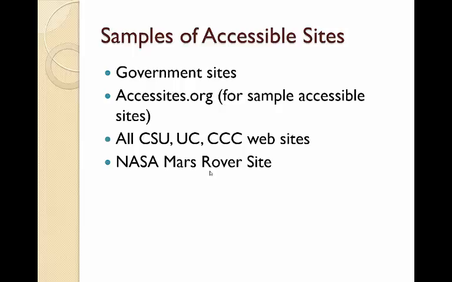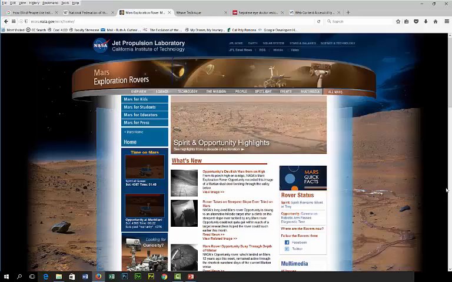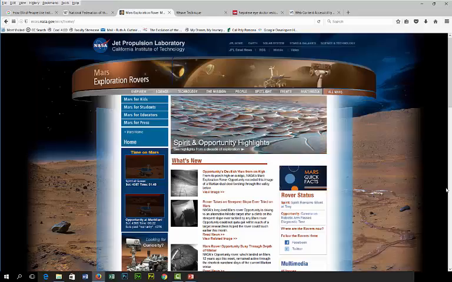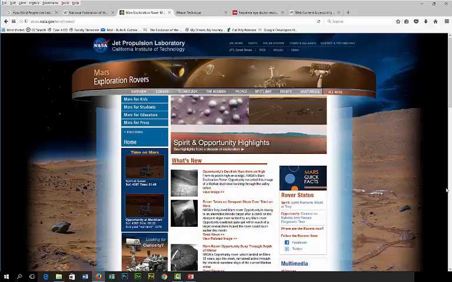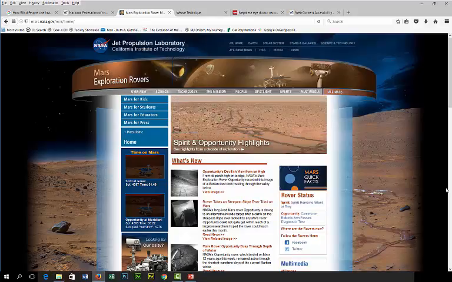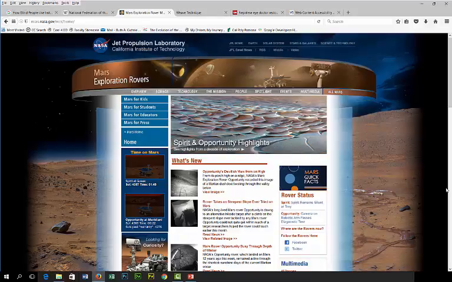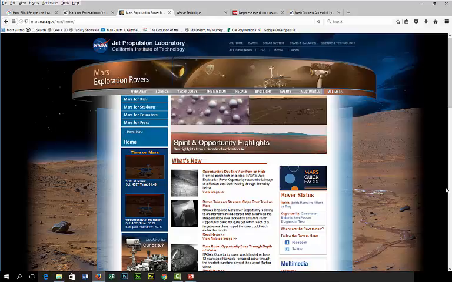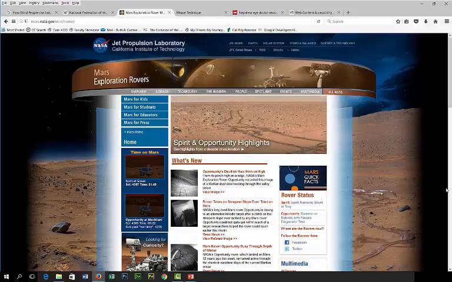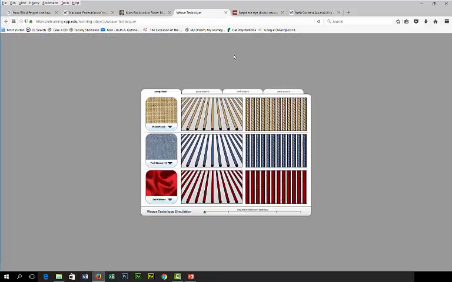And also, a great example of a good website is the NASA Mars rover site. This site is an award-winning site. It's won several Webbies, and it's got all kinds of things about the Mars rover, and it's got a lot of multimedia and is a very high-end site. But what's nice is that it's a good example of a 508 compliant site that does not look ugly, or that doesn't look like they toned down the bells and whistles to make it accessible for blind people. It's a beautiful site.